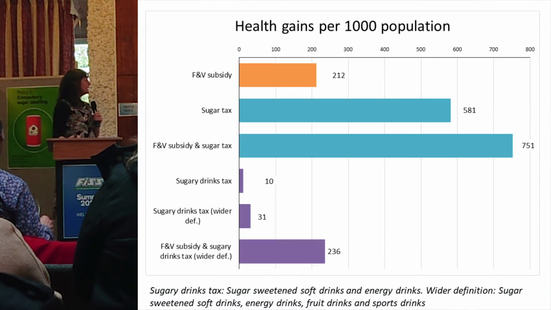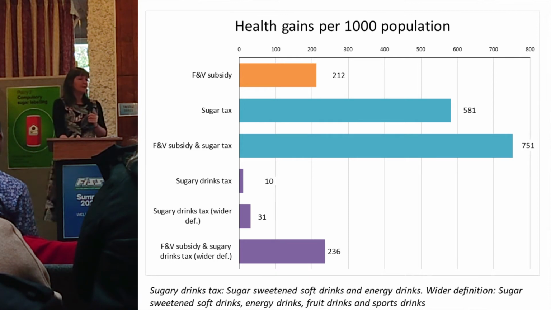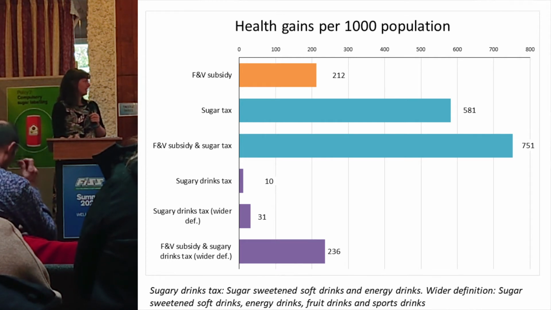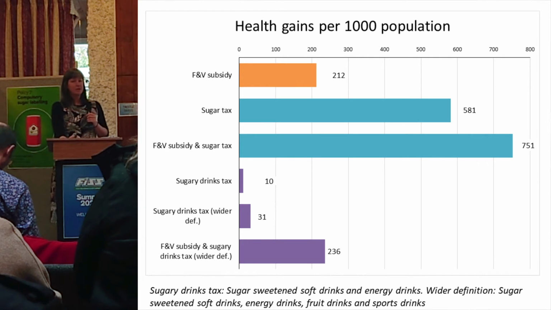Okay, so the first set of results, this is the health gain, the quality adjusted life years, per 1,000 population. So you can see that the sugar tax gives the greatest health gain for a single intervention at 581 quality adjusted life years per 1,000 population over the life course of the people alive in 2011. And it's even greater when you combine it with the fruit and vegetable subsidy.